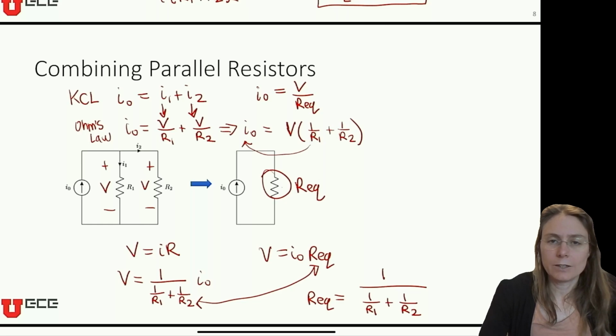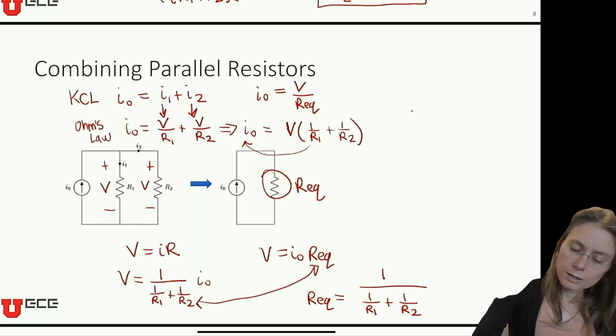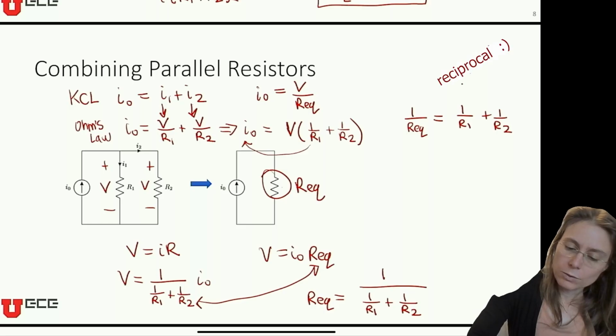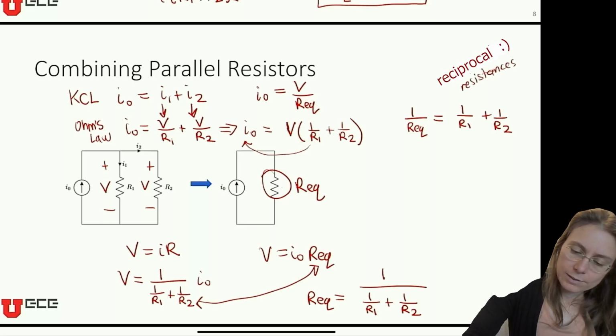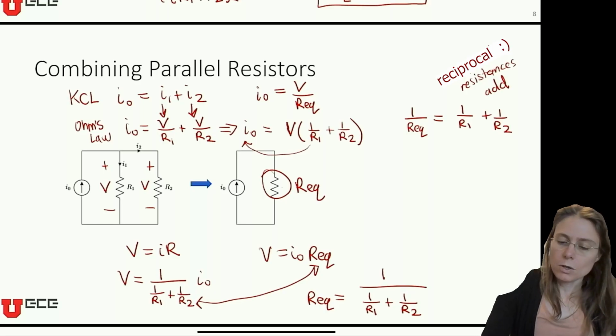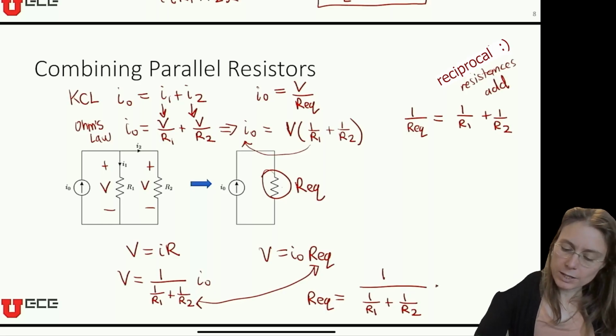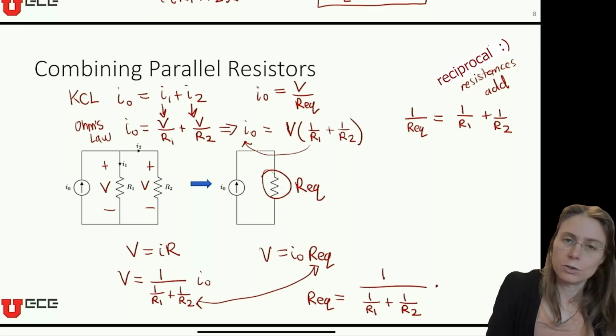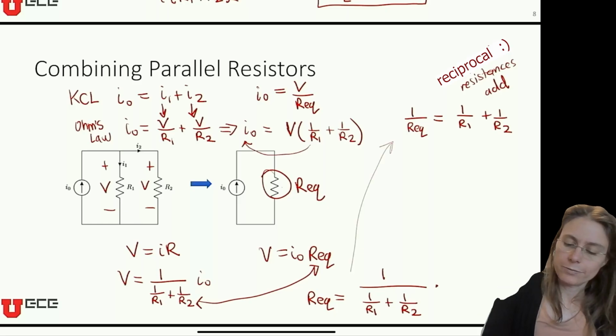So this is a little more complicated than the series case. And traditionally, you'll see the equation written one of two ways. You might see it written as 1 over R equivalent is equal to 1 over R1 plus 1 over R2. So the reciprocal of the resistances add. And the way I got there from this equation is I multiply both sides by 1 over R1 plus 1 over R2 to get it in the numerator, and then I divide both sides by R equivalent. And that's how I get this form of the equation.